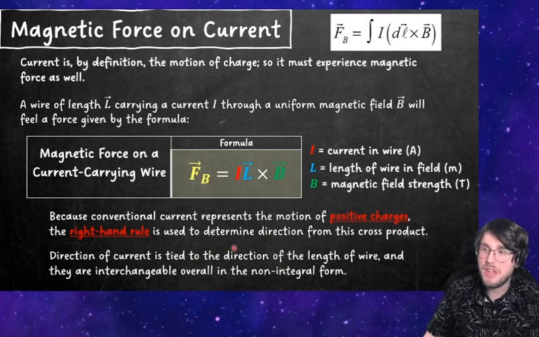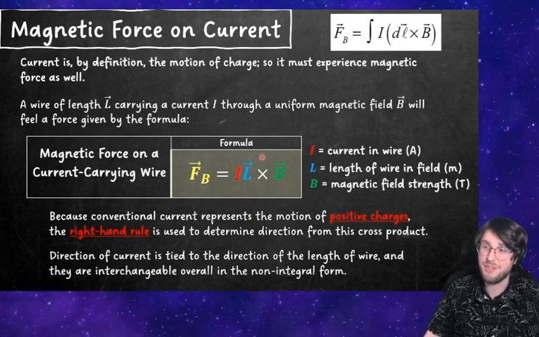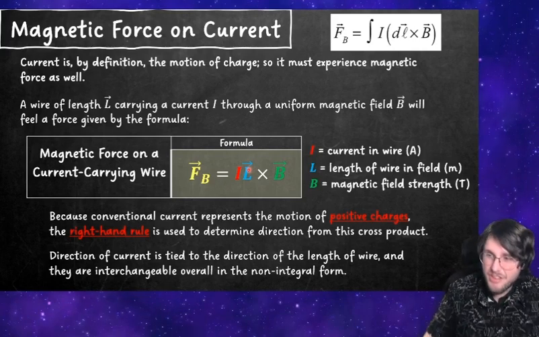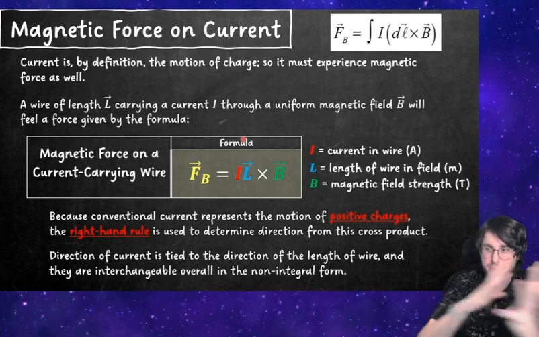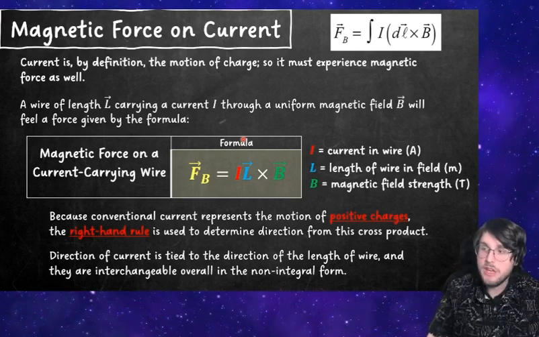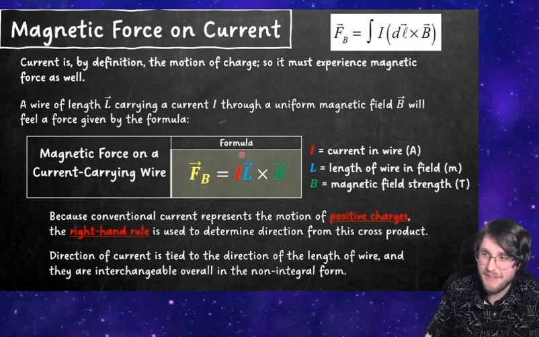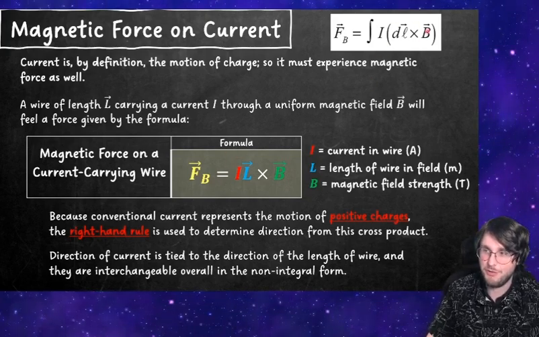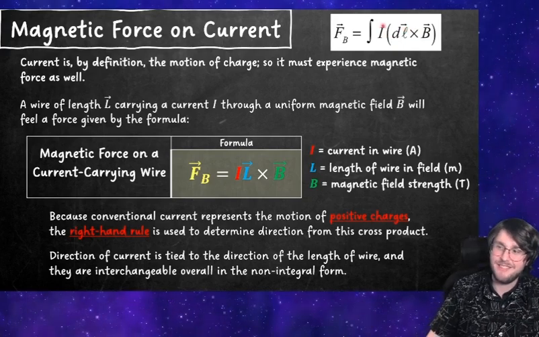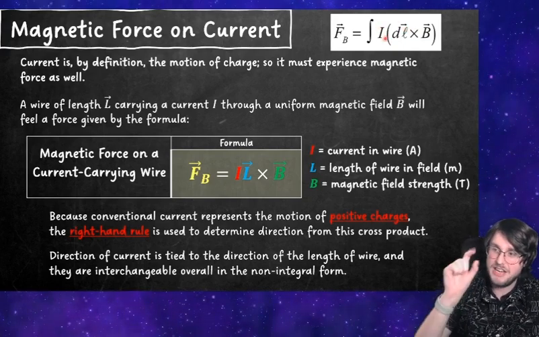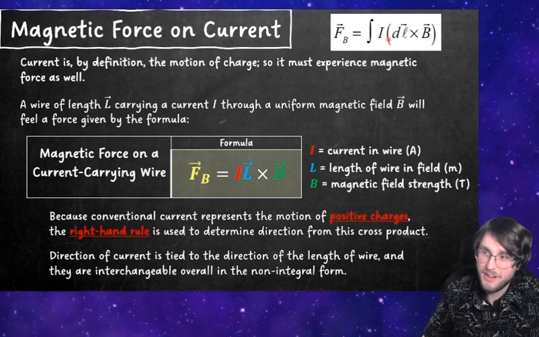The other thing that might strike you as odd is that it's not the current that's the vector here, it's the length of the wire. And in this version of the equation, current and length of wire as vectors are pretty interchangeable. Really, the only reason why this notation takes precedence over current having direction is because of this integral form over here, where it's not really the current that's being split into tiny intervals, it's the length of wire being split into tiny intervals just for calculus reasons.